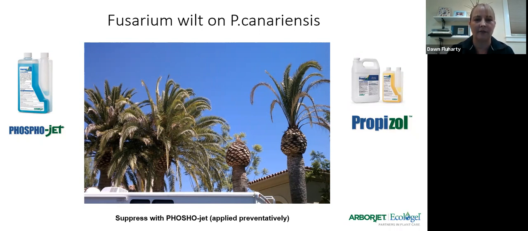And you can see on the left, the ones were treated, ones on the right were not. And so we can maintain them. Are we curing them? No, but we are maintaining them. And they look pretty healthy. And you still see some signs and symptoms, of course. But pruning appropriately and then continuing the treatment program, we're able to keep our Canary Island date palms around.